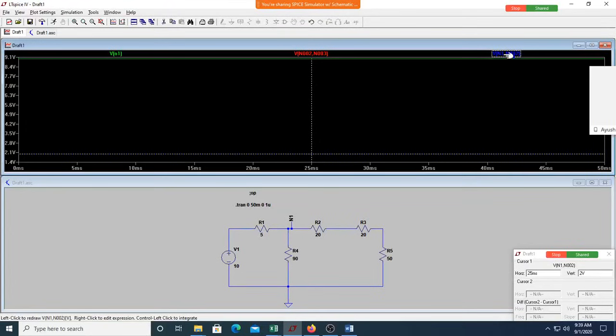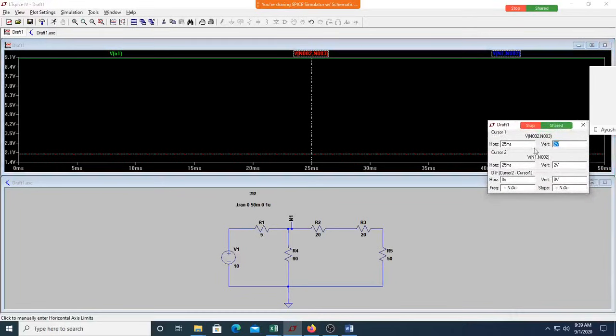Now what I can do is put two cursors here, one on this, one on this. Can you see now what the voltages are? Yes, sir. Both N002 and N003 are 2 volt. V of N1 comma N002, both are 2 volt. That's what you said, 2 plus 2. This is 2, that is 2.